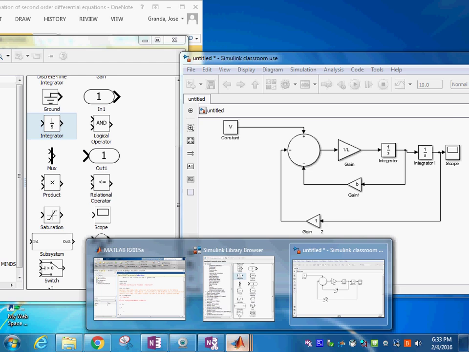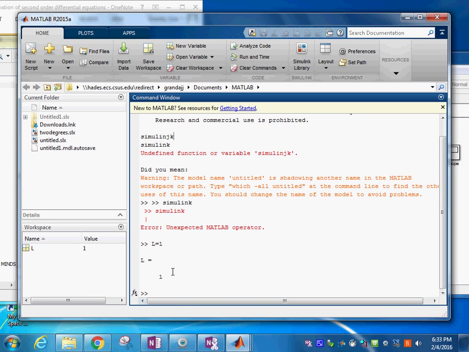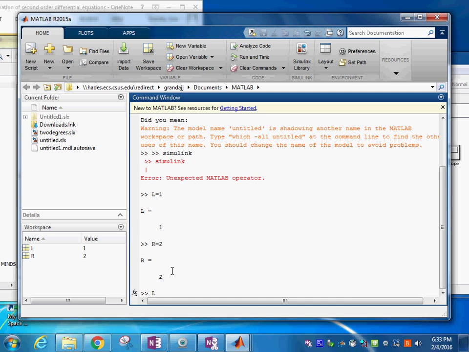So where's the MATLAB prompt? Right here. So L is equal to 1, R is equal to 2. You already defined L. You're missing C. We need to define C. I think it's lowercase c. This is going to be 1 over 40, like this.